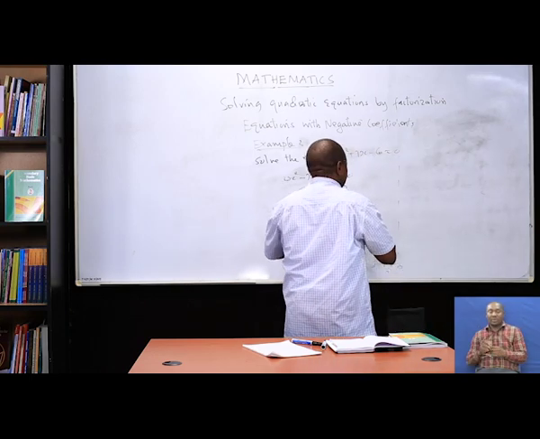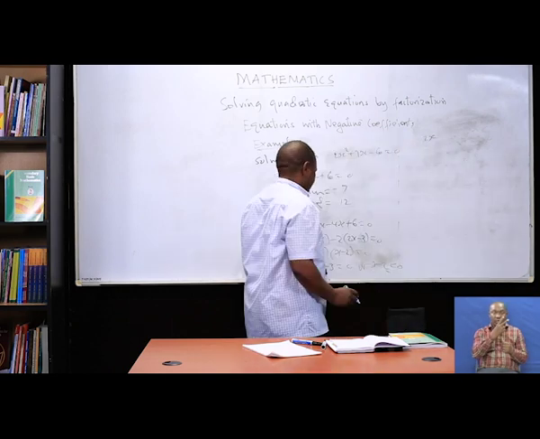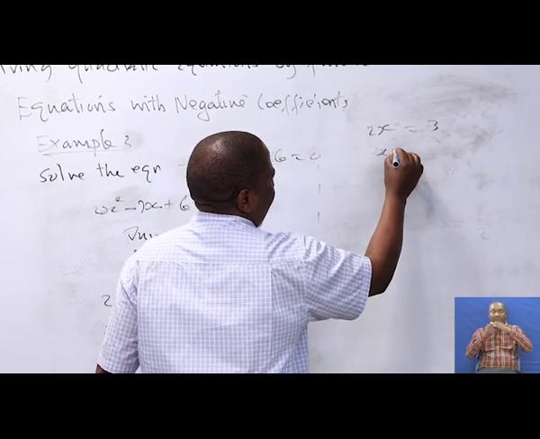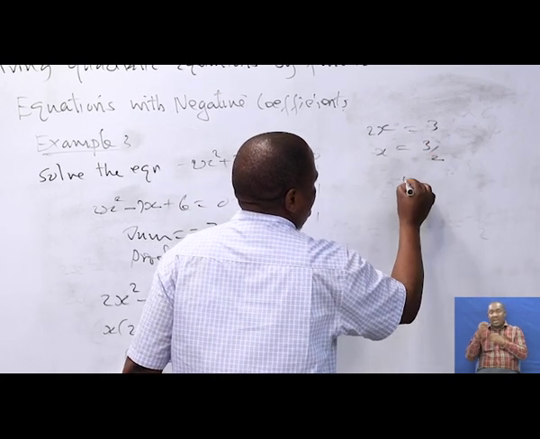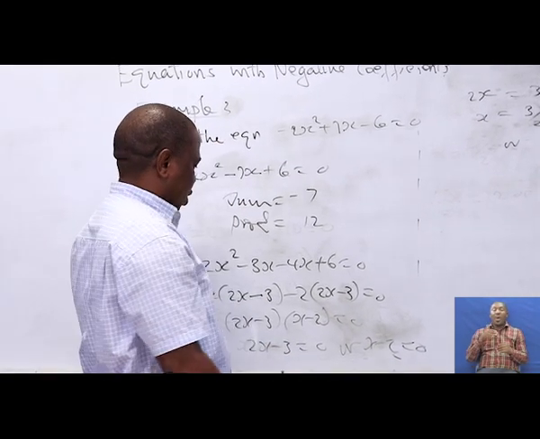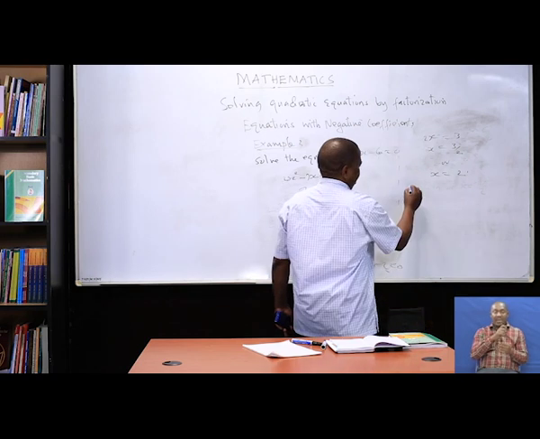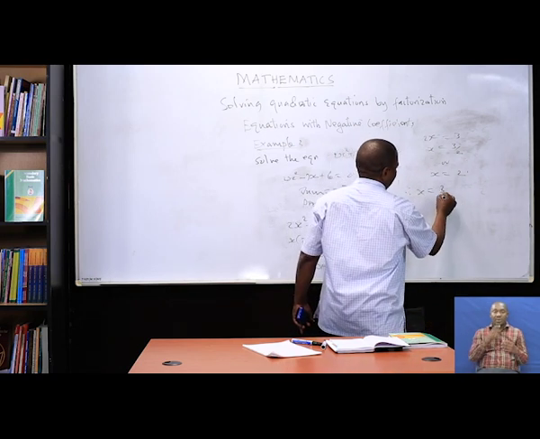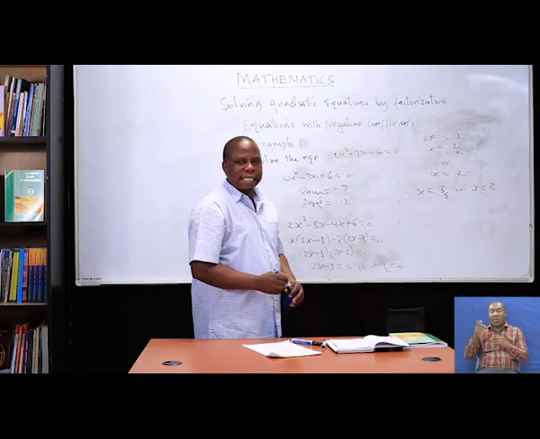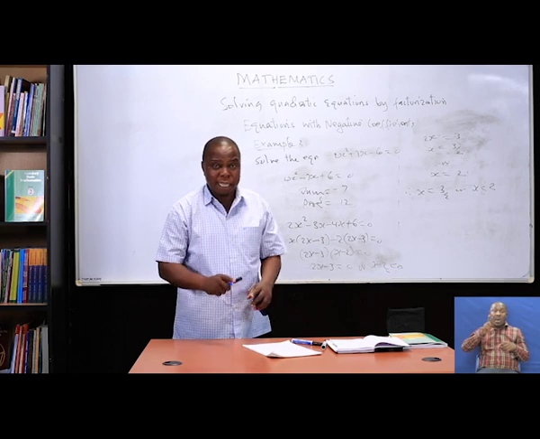Upon solving this one here, you will have 2x minus 3, 2x is equal to 3. Divided by 2, x is equal to 3 over 2. Or x minus 2 is equal to 0, of which x is equal to 2. Therefore, our x is equal to 3 over 2, or our x is equal to 2. That's how quadratic equations can be solved by splitting the middle term.